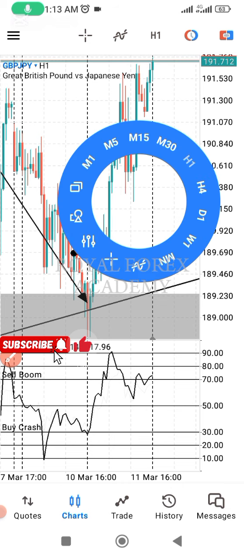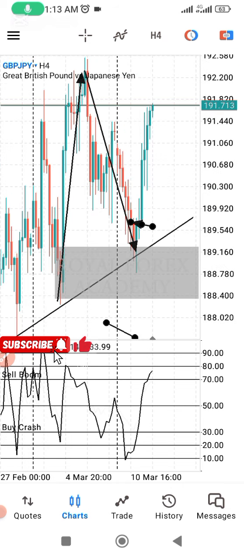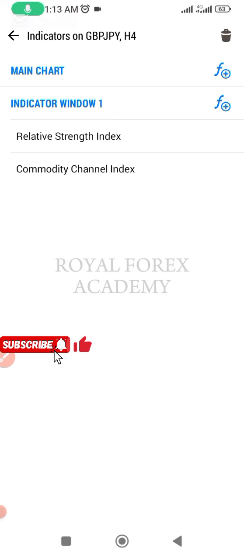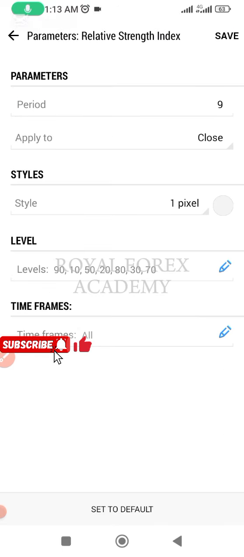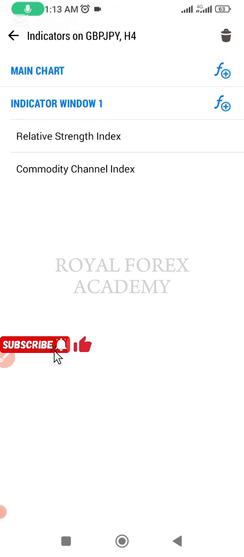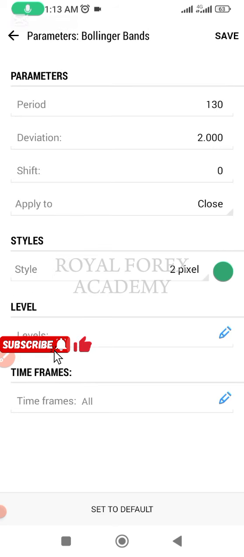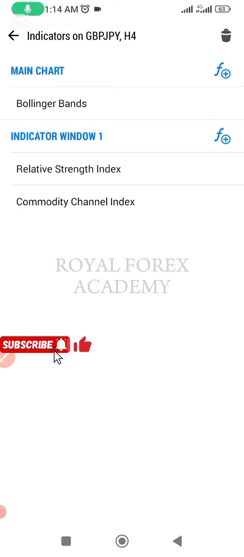Alright, so this has been our trading pattern, and this has been what we have been using and has been working for us. Now let us incorporate the Soji Forex trading Bollinger Band. Now here is the setting for the Bollinger Band. So the Bollinger Band, the period is 130, deviation is 2.0, shift is 0. You apply to close.